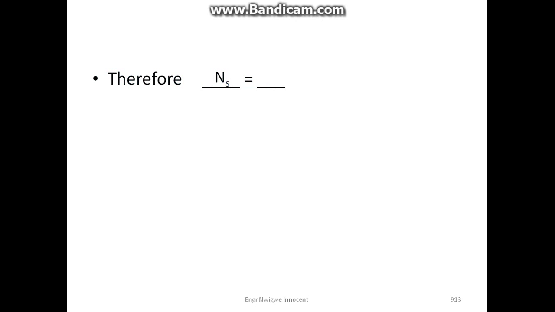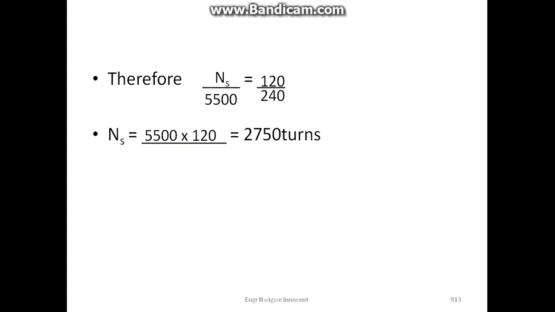Therefore, NS over 5,500 equals 120 over 240. Making NS the subject of the formula, we have 5,500 times 120 all over 240, which will give us 2,750 turns.